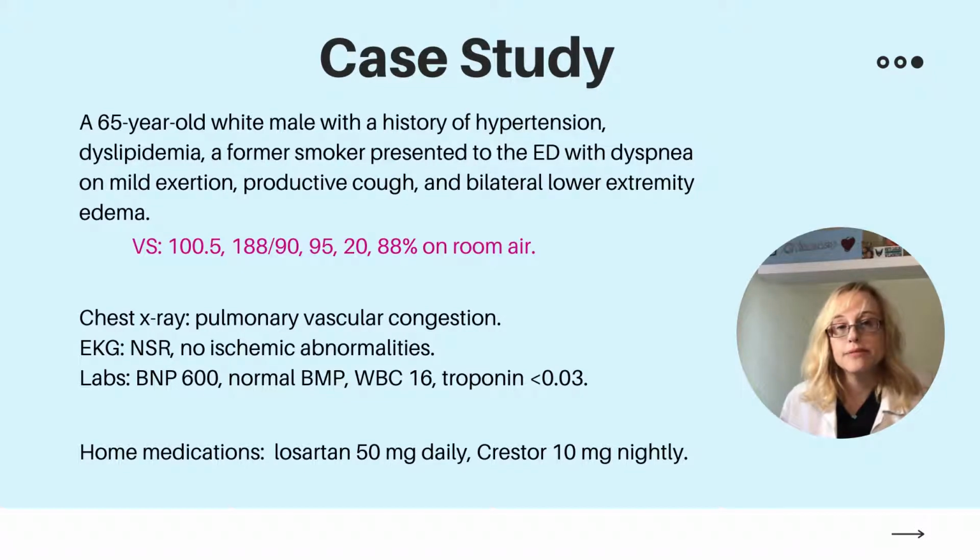Your objective data shows a chest x-ray that has pulmonary vascular congestion, an EKG that's normal sinus rhythm, and no ischemic abnormalities. Lab work is significant for a BNP of 600, normal basic metabolic panel, mildly elevated white blood cell count, and troponin that's normal. His home medications include losartan 50 milligrams daily and Crestor 10 milligrams nightly.